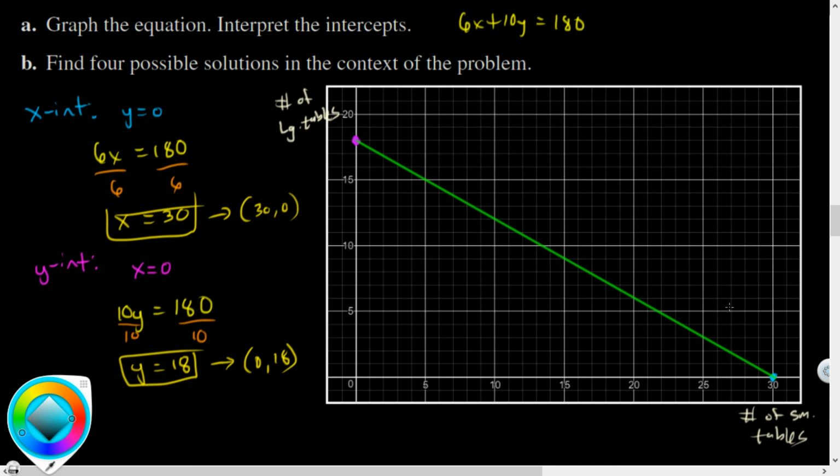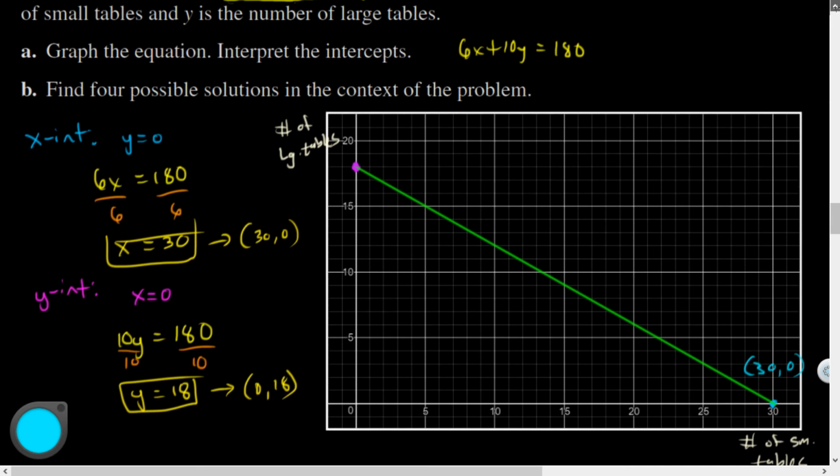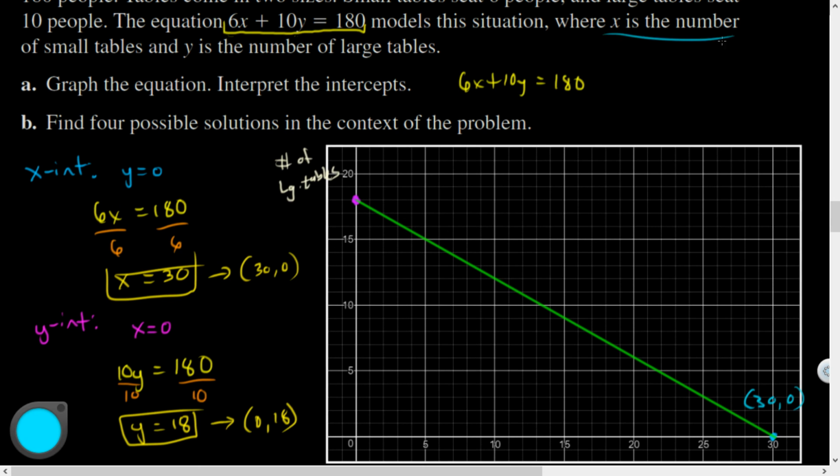Now they said interpret the intercepts. What does 30, 0 mean in terms of this problem? What were the x's and the y's? x is the number of small tables, right? And y is the number of large tables. So 30, 0, what would that mean for this problem? Yeah, we can seat 180 people at 30 small tables and 0 large tables.